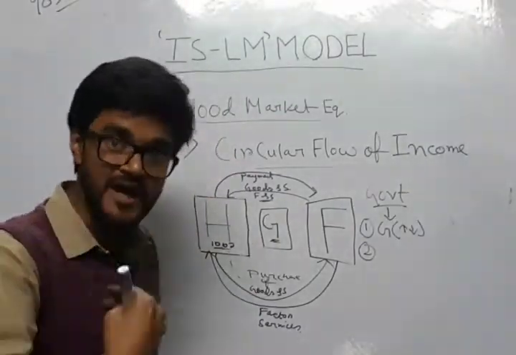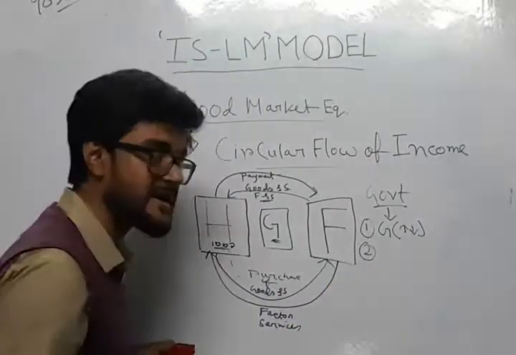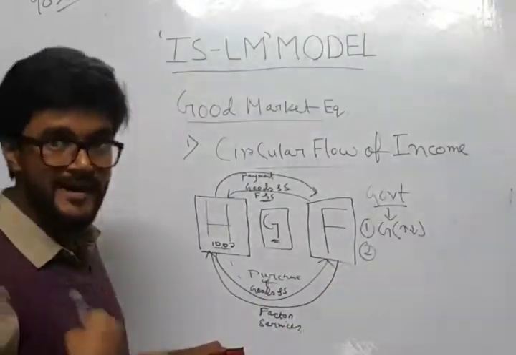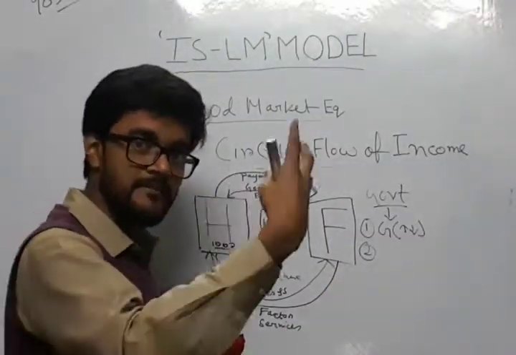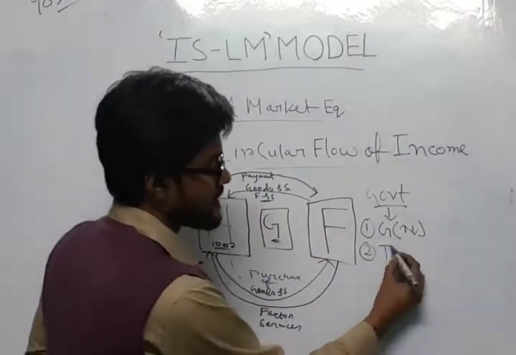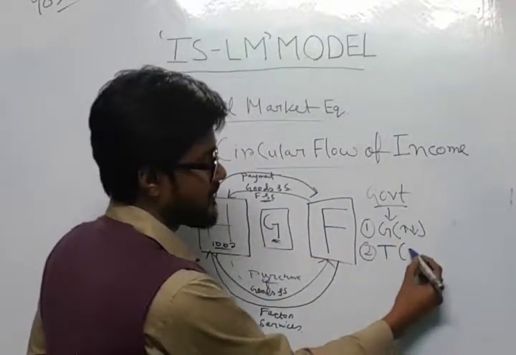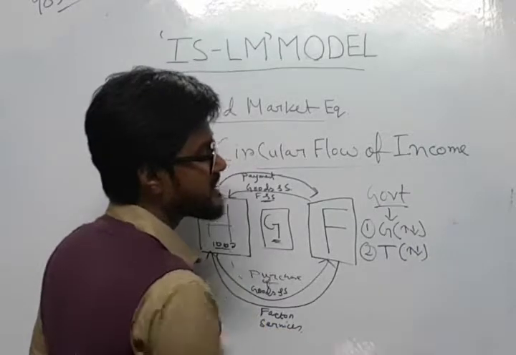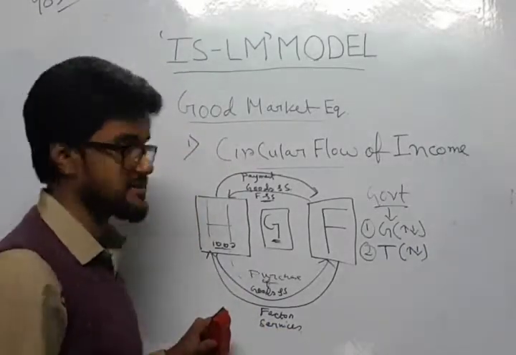Or else, government can charge taxes. That is, government can make the household or firm pay taxes. So we'll denote it by the term T. Either the government can increase or decrease T, which is tax.